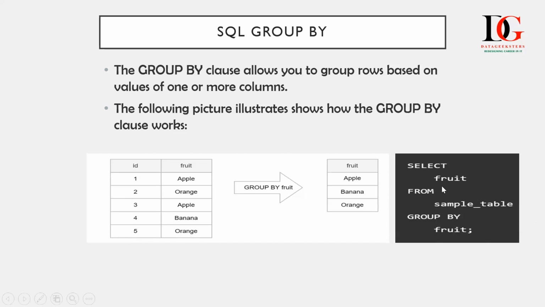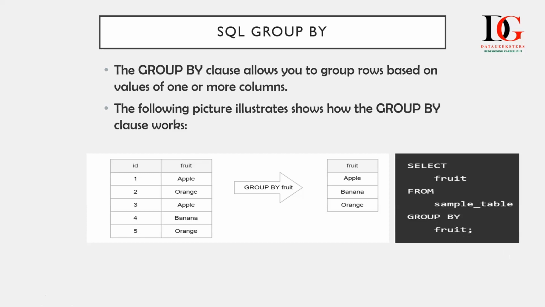So how to write the query? This is the query: select fruit. The command is the same: select clause, from clause, and then you have to put group by. Select fruit from sample data, which is the table name, group by. And in the group by, you have to give the column on which you want to create the group. For example, here I want to create the group on the fruit column. So here you put that column name, and you can also group by multiple columns. You can combine multiple columns to create a group.